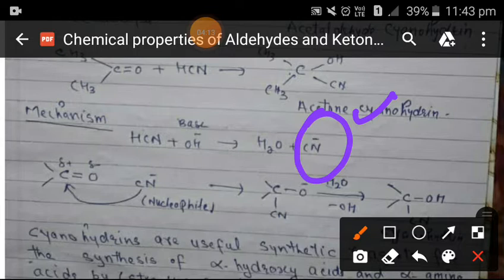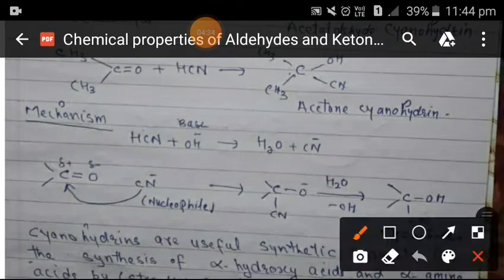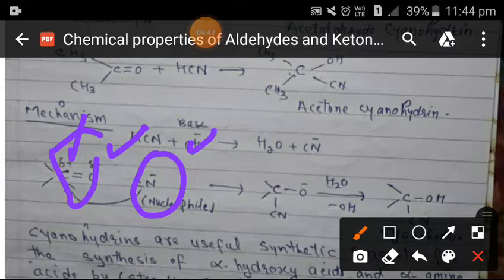So cyanide here acts as a nucleophile, meaning nucleus loving. It will attack the carbon atom where there is a deficiency of electrons. Here the cyanide ion is acting as a nucleophile, and it attacks the carbon center of this carbonyl group, because we had discussed already that the carbonyl group has a slight delta positive charge and delta negative charge. The cyanide, being an electron rich center, will attack the carbon which is electron deficient.